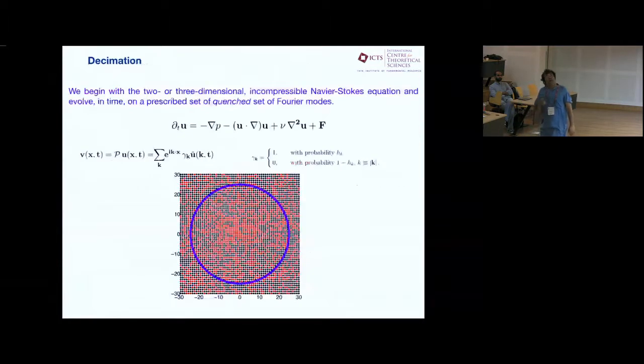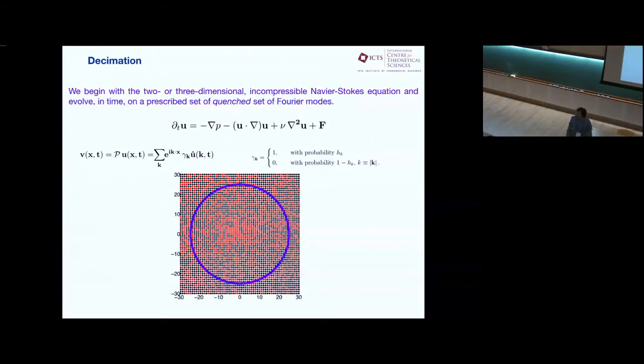Okay, so before we get there and try to see the implications of this model, let me try to describe this model a little more clearly. What we begin with is the 2- or 3-dimensional incompressible Navier-Stokes equation, which all of you have seen in the last couple of days. But what we do is we now evolve the Navier-Stokes equation on a prescribed set of quenched Fourier modes.